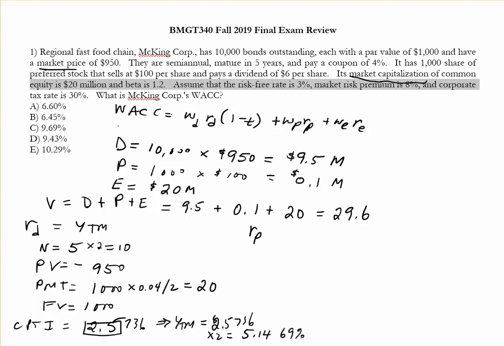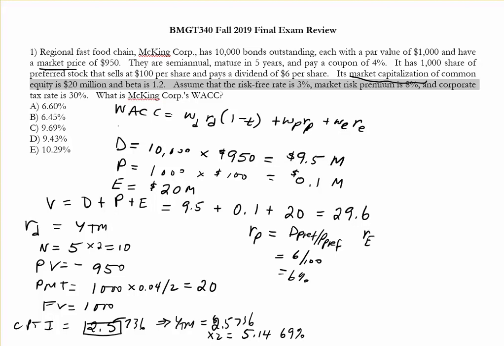Right, now let's talk about the preferred stock. The cost of preferred stock is found by just taking the dividend of a preferred share divided by the price of a preferred share. In this case, it's 6 divided by 100. So we get the cost of a preferred share being 6%.